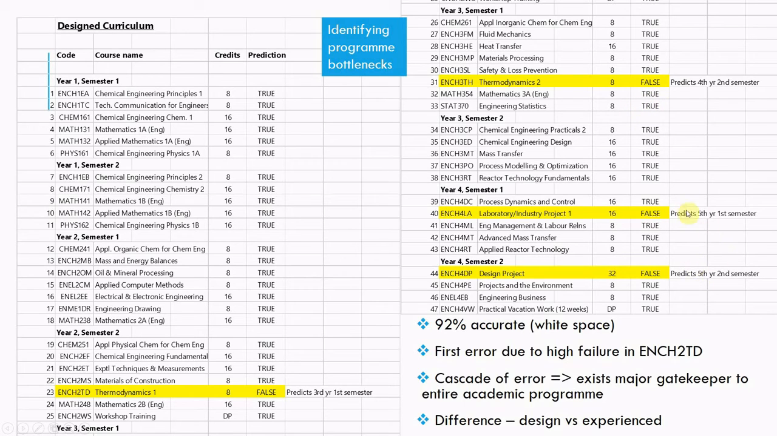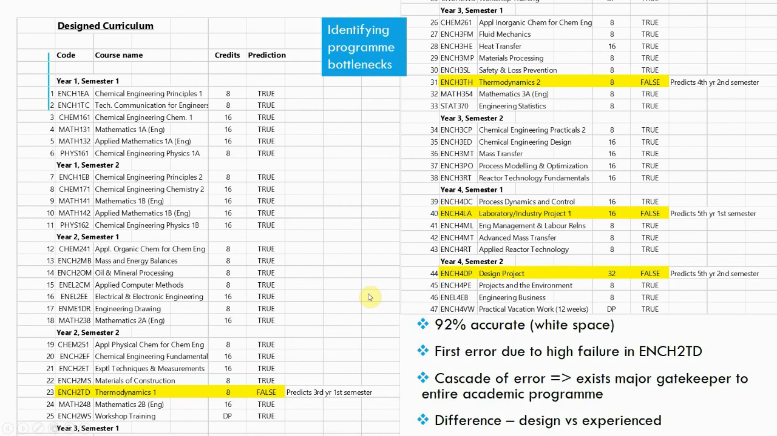Furthermore, because this course is a prerequisite to Thermos 2, Thermos 2 is only passed in fourth year. Then since these other two courses have Thermos 2 as a prerequisite, they also appear in the fifth year, which doesn't exist according to our curriculum design, but which certainly does in the minds of students. So these 4 errors are really one error, which shows us the key gatekeeper of this entire academic program.